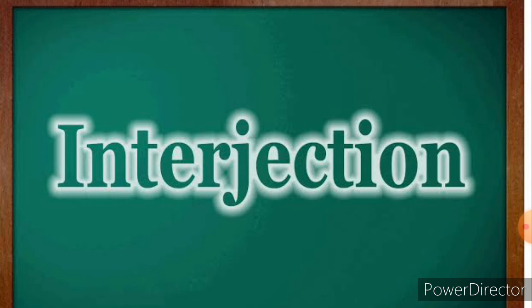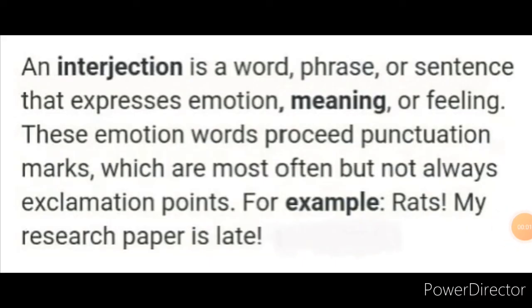Interjection is the last one in the parts of speech. An interjection is a word, phrase or sentence that expresses emotion, meaning or feeling. These emotion words precede punctuation marks, which are most often but not always exclamation points. For example, "Rats! My research paper is late."